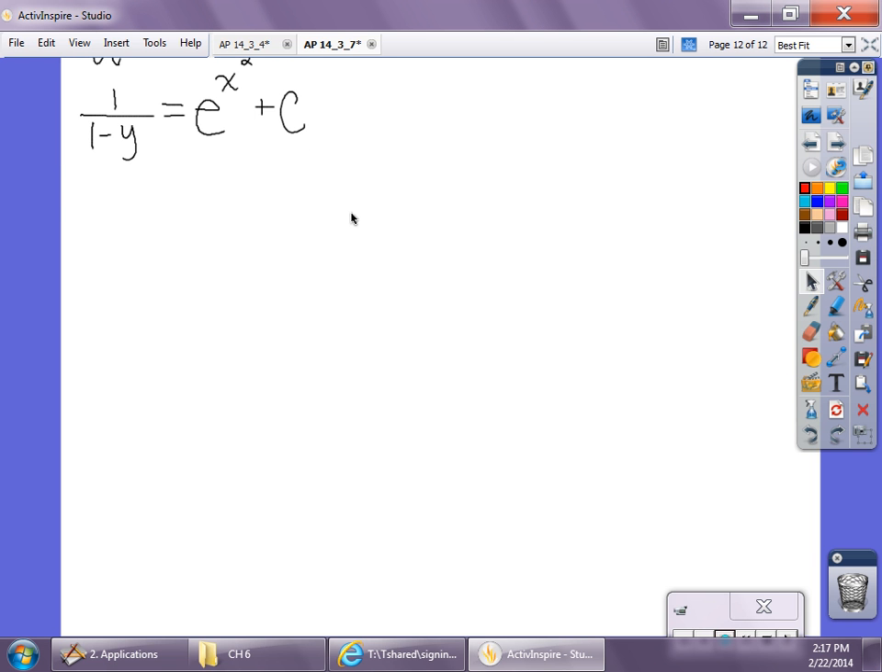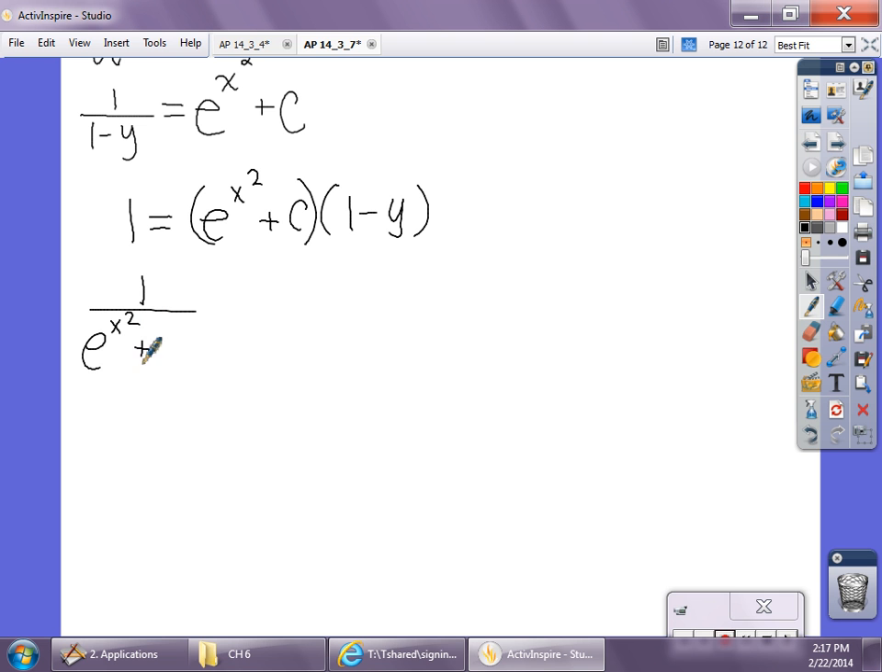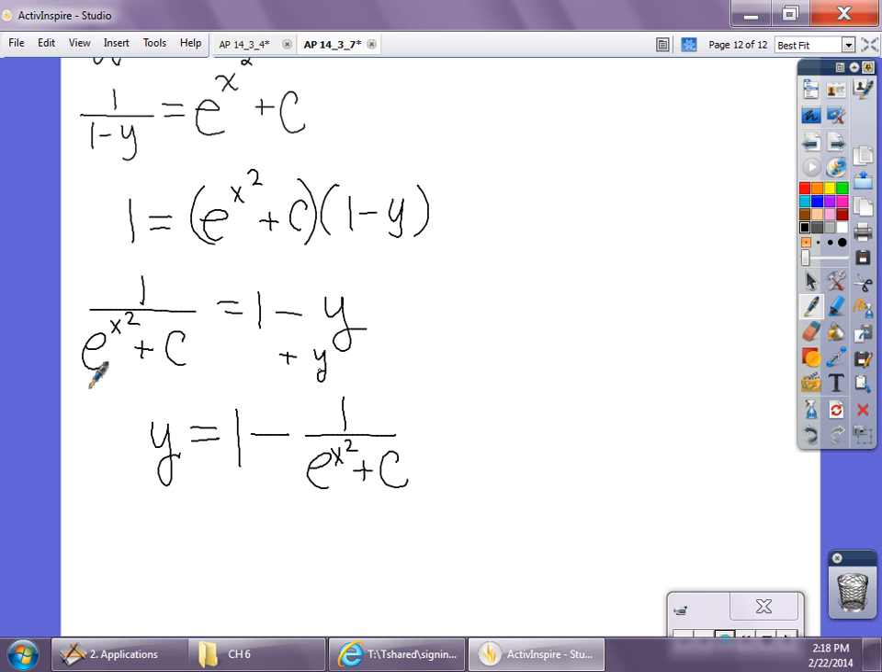Alright, so first thing I'm going to do, I'm going to multiply both sides by the 1 minus y. I'm going to divide by that e to the x squared plus c on this side. And then, oddly enough, because the y is negative, I'm actually going to add the y back to the left side, and then I'll subtract that term to the other side. So all I did was add y here, and then once I did that, I was able to subtract this whole other term to the other side. Okay? So that is actually the solution.